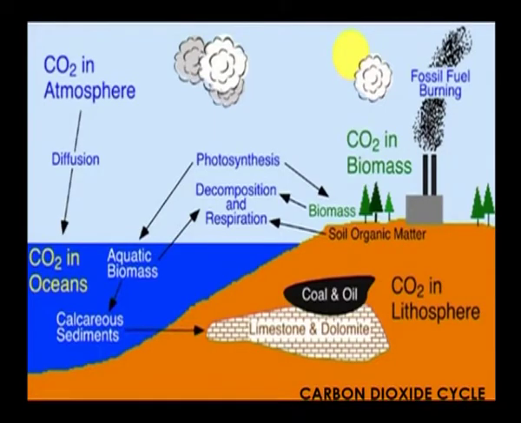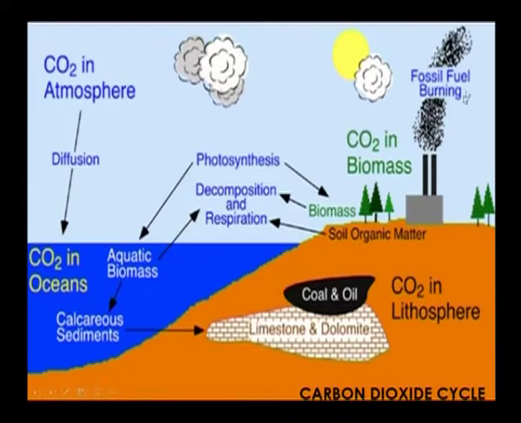This is to discuss the carbon dioxide cycle. You have carbon dioxide in the atmosphere. Through diffusion, it becomes carbon dioxide in the oceans. Then you have the calcareous sediments like limestone and dolomite, and aquatic biomass. Then you have plants on the topsoil which consume the CO2 in biomass, and then through photosynthesis and the process of respiration it is released out, and that again is absorbed by the oceans and other water bodies.